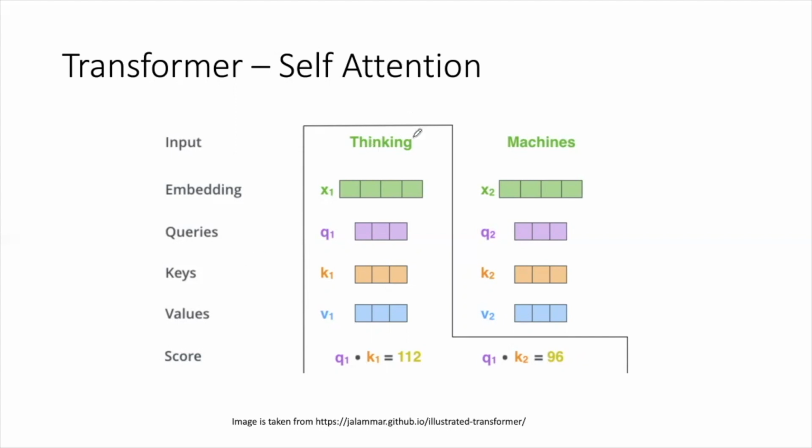So once again, we have two words, thinking and machines. And we already saw how these query, key and value vectors are generated. So once these are generated, what we do is we take the query vector Q1 for the first word, and we do a dot product of this Q1 with K1. So we do a dot product of these two, and that is basically this. And we also do a dot product between Q1 and K2.